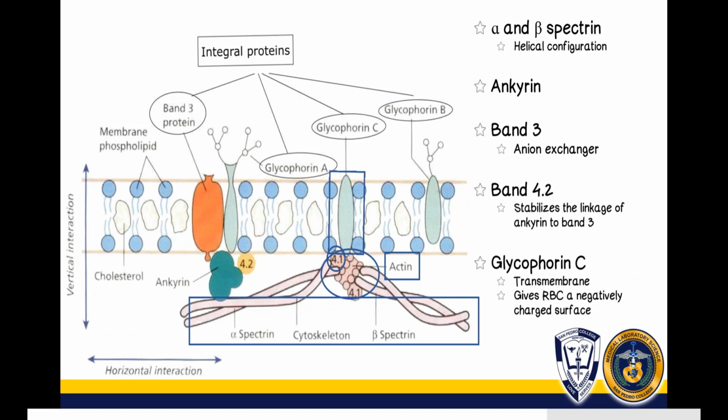Now, glycophorin C is responsible for the negative charge surface of the RBC. What is the importance of having a negatively charged surface? Your RBCs basically do not aggregate. They do not stick with one another because they basically repel one another. They repel one another because they all have the same charge. And remember the principle that like charges will repel. So one RBC will not stick with another RBC because they are both negatively charged and they will repel each other. Likewise, your RBC will not stick to the blood vessel wall.